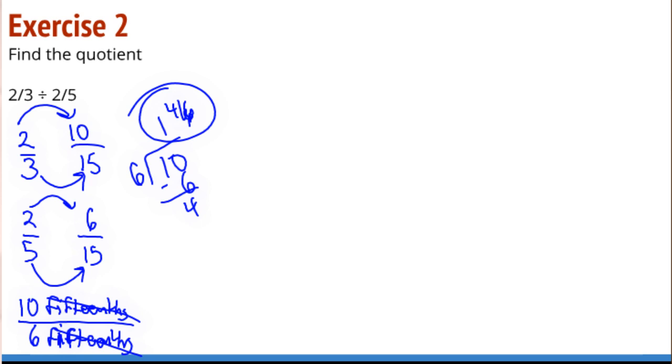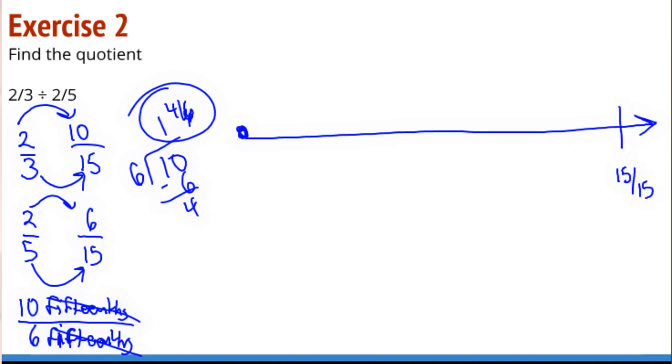If I were to set this up on a number line, I'm going to need some 15ths. So 1, 2, 3, 4, 5, 6, 7, 8, 9, 10, 11, 12, 13, 14. All right. And it says that I have 10/15. 1, 2, 3, 4, 5, 6, 7, 8, 9, 10. So here is my 10/15.